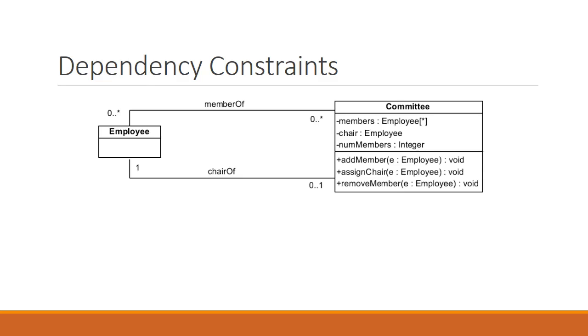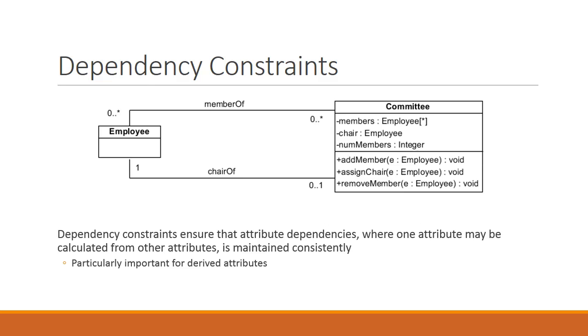There's something called dependency constraints, and dependency constraints ensure that attribute dependencies, where one attribute may be calculated from other attributes, is maintained consistently. This is particularly important for derived attributes. In this example, we have the num_members attribute, which states the number of members in this committee. So the question is, if a member is added or removed, is num_members updated? Understanding dependency constraints tells us that whenever we add a member or remove a member, we must make sure to update the num_members attribute.